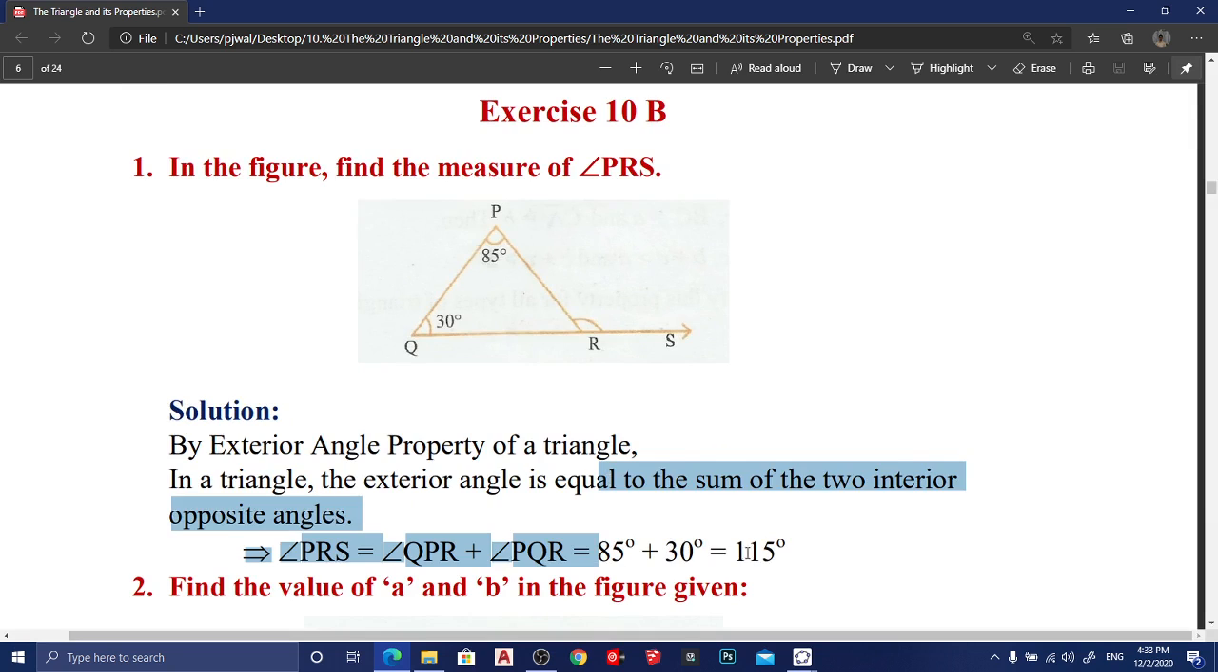So what are you using here? By the exterior angle property of a triangle. In a triangle, the exterior angle is equal to the sum of the two interior opposite angles.